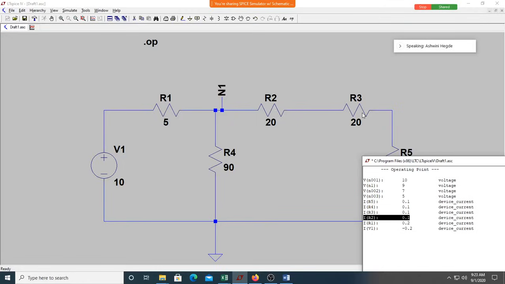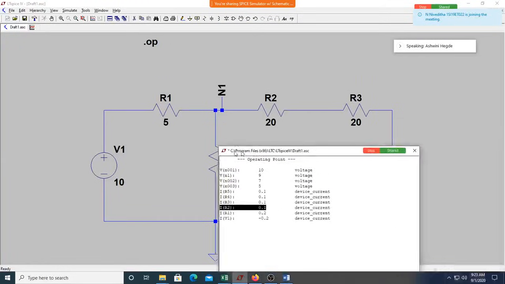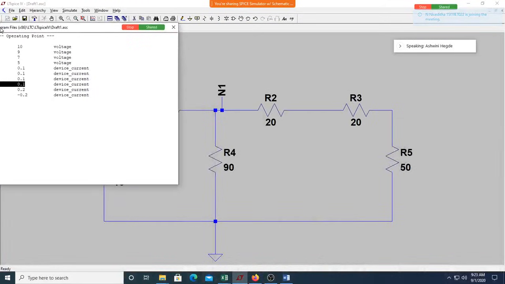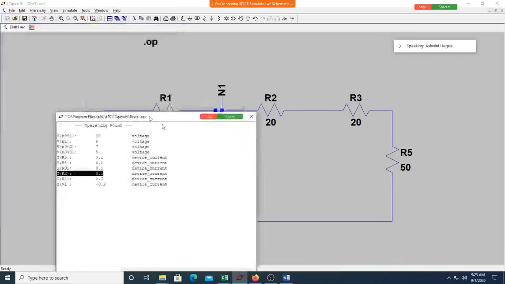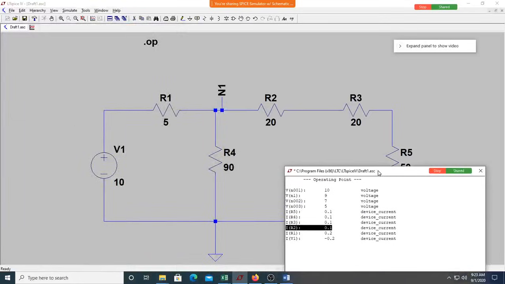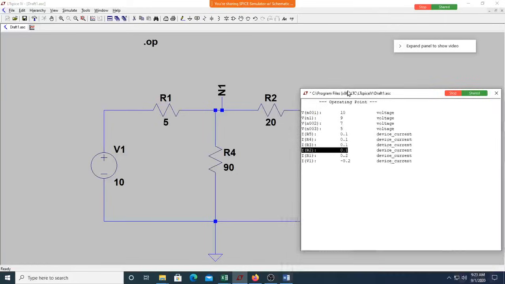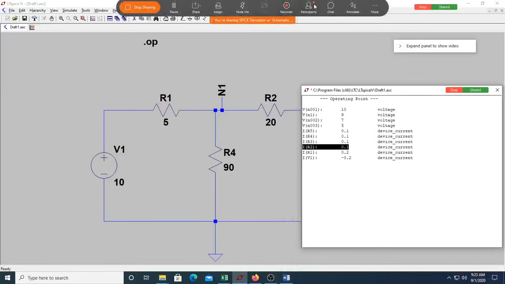Now, what may be the current flowing through R2 and R3? Are they same or different? Same, sir. Why are they same? Because they are in series. Perfect. That's why the current flowing through them is the same. How about R5? It is also the same, so it is 100 milliampere. Now, how do we verify Kirchhoff voltage law?